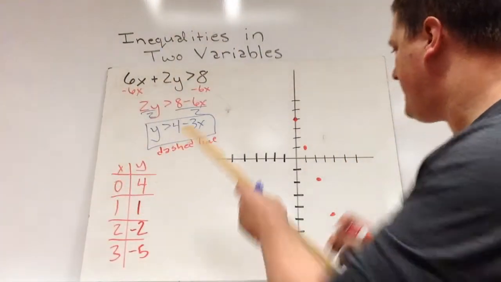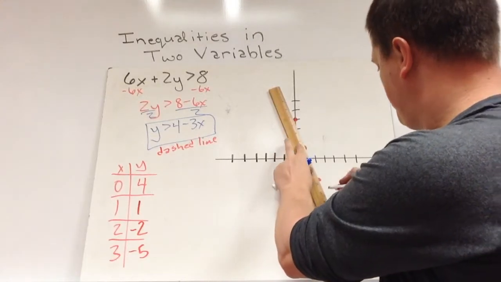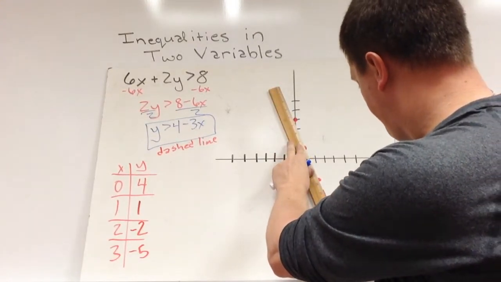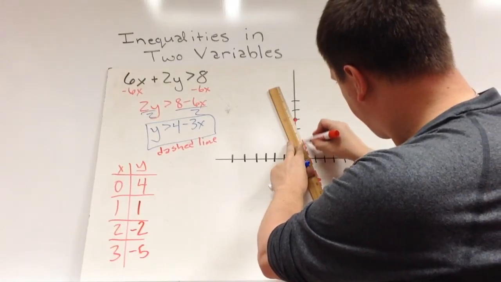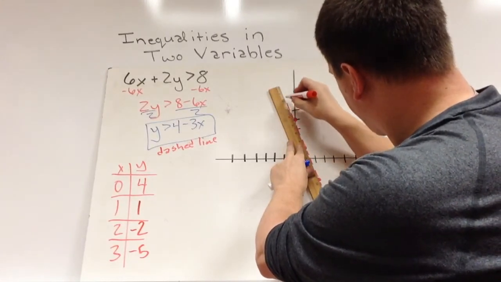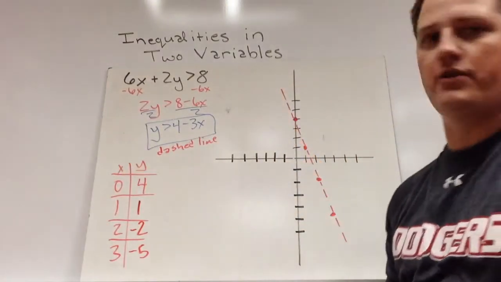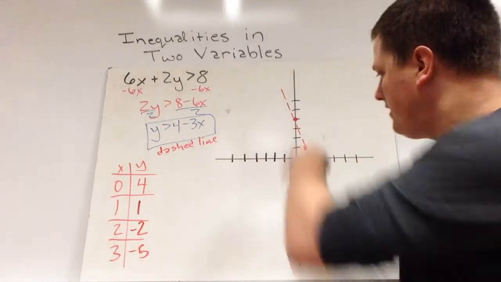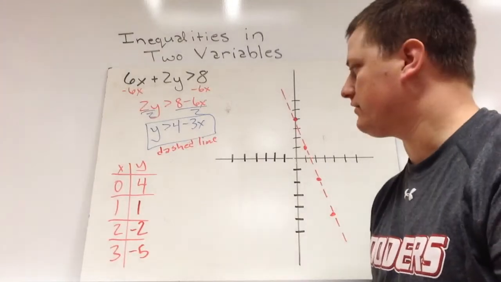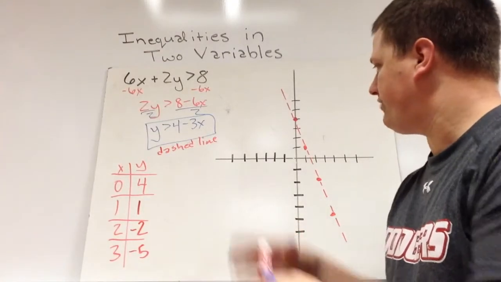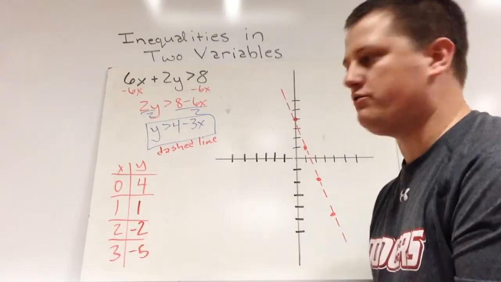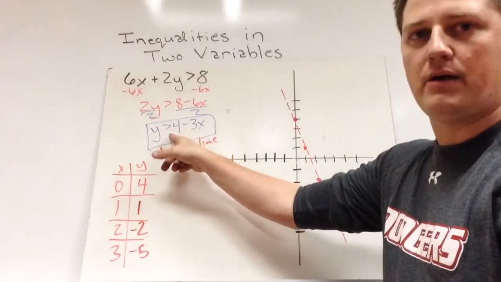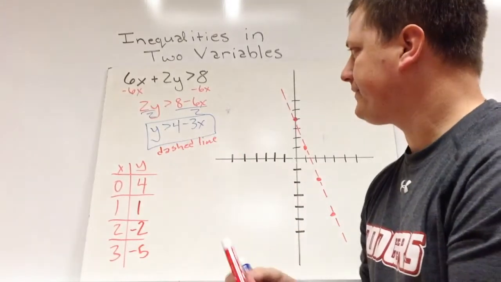And when I draw this, I need to make sure that I have a dashed line. So notice I intentionally made it dash. What this means is this line isn't included in our answers. Again, we need to figure out which side to shade. Since 0, 0 is not on the line, I'm going to use 0, 0. I'm going to put it into this equation because it's a little bit simpler.